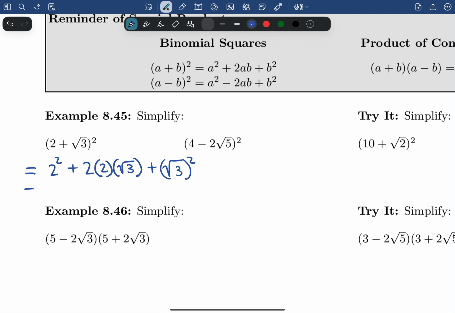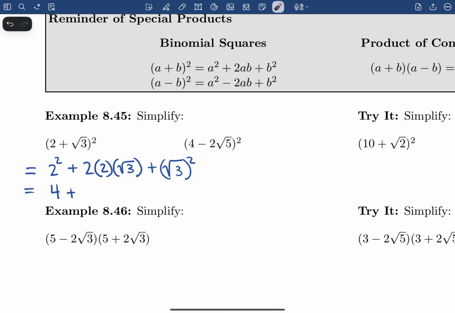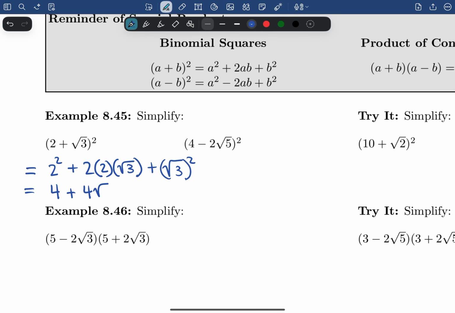Okay, now I just clean this all up and I say, well, this is 4 plus, 2 times 2, which is 4, multiplied with the square root of 3, plus the square root of 3 squared. Well, the square root of 3 squared is 3. And lastly, I would take 4 plus 3 since they're like terms, and I'll add them together to make 7. So my final answer is 7 plus 4 root 3. Great.